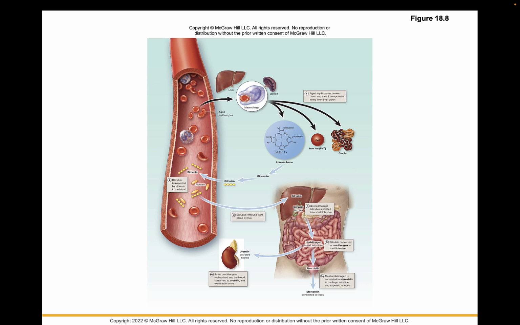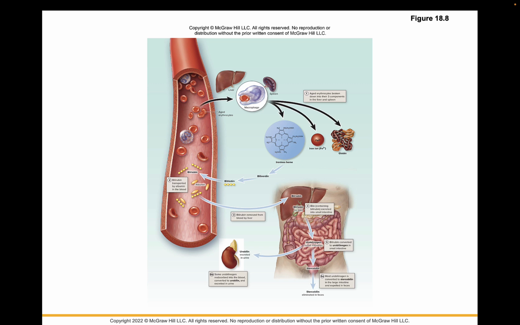Now here, we're basically looking at the process in which old red blood cells are broken down. Now, there are two places where this is going to take place. It's going to take place within the liver and the spleen. And what's happening, old red blood cells are broken down into their three primary components. And that is going to be iron and the globin and ironless heme.